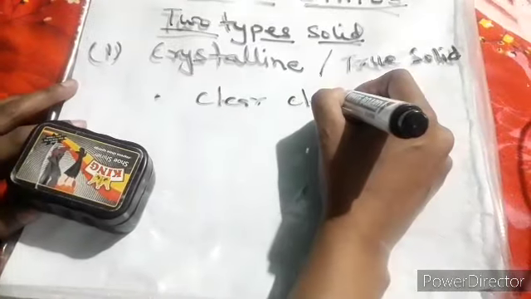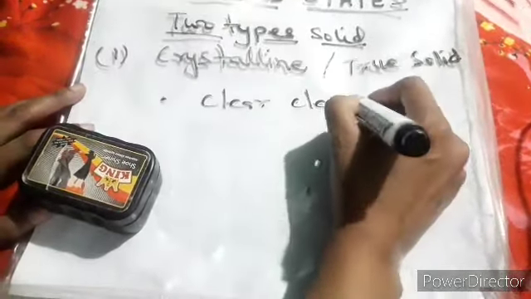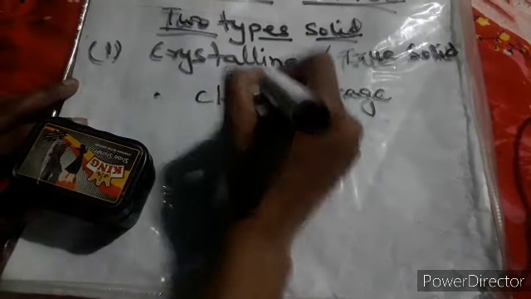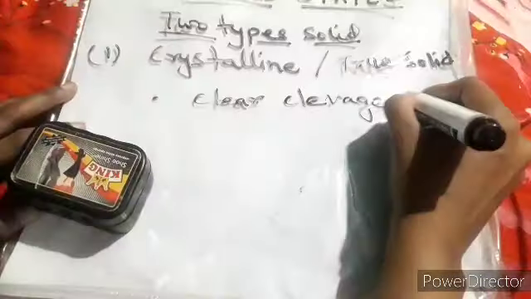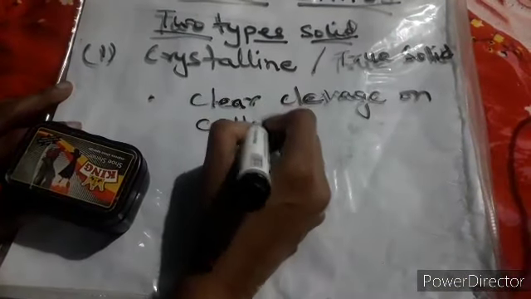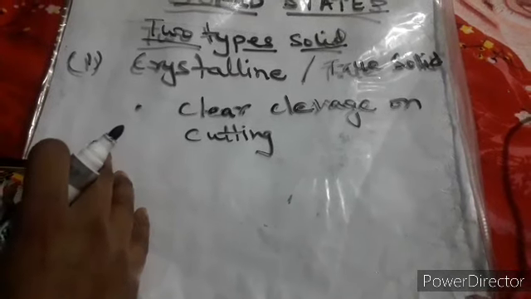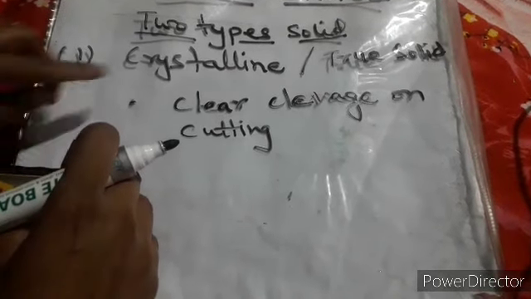So they show clear cleavage also, these solids, right? And we are talking about the crystalline solids, or the true solids, on cutting. So I think this point is also clear to you, what happened when you cut it up. Now we have to focus on their melting points and boiling points also.